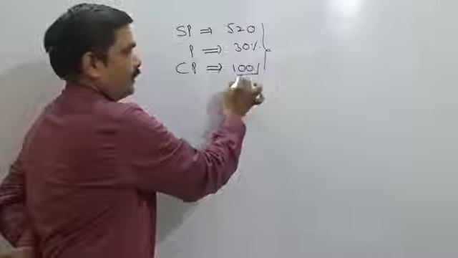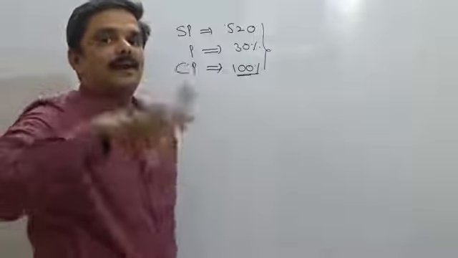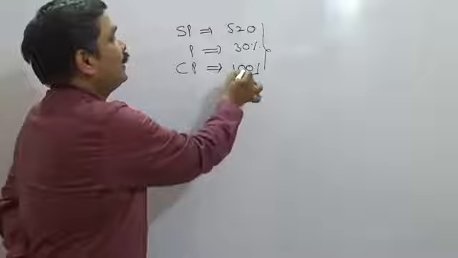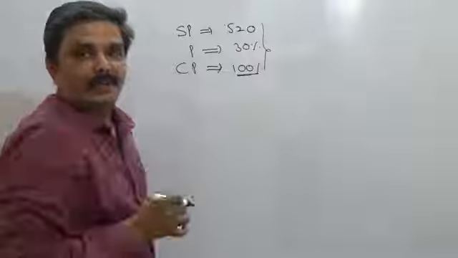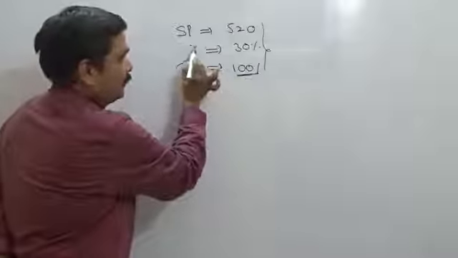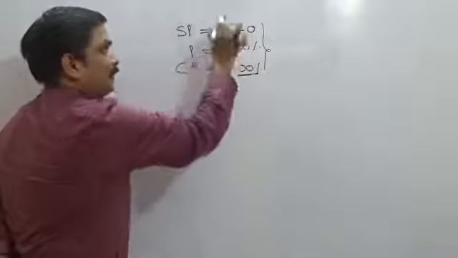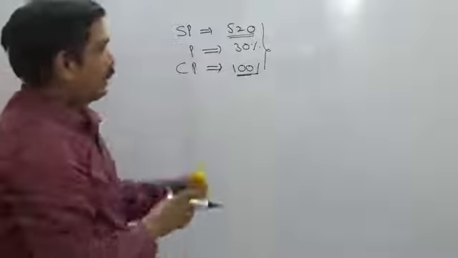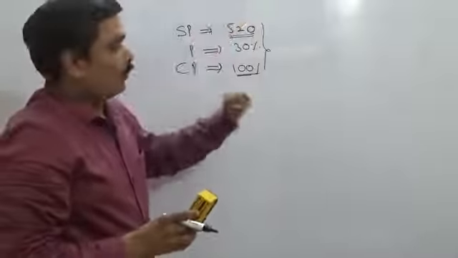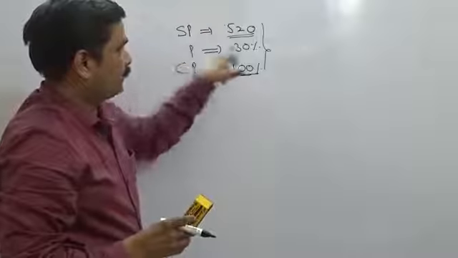Remember, cost price is nothing but 100% of the value of the product, right? So this is 100%. Now, how to define this for the unitary method? Simply, cost price is 100% plus 30% profit. After that, I am getting this price because cost price plus profit will give me selling price. Now, cost price is 100%, profit is 30%.